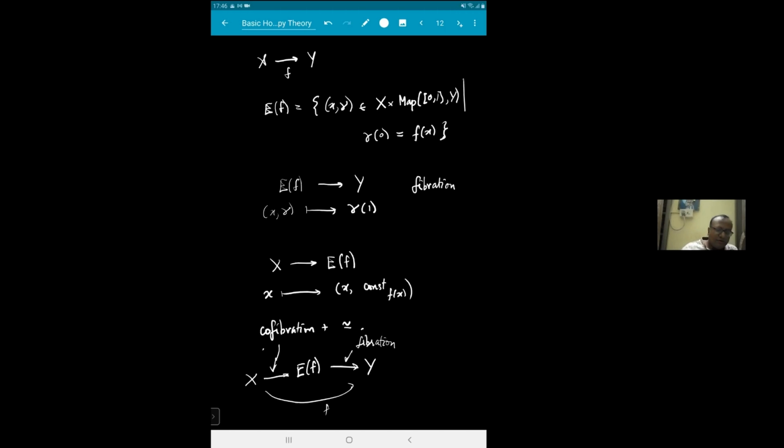So you have something called a cofibration, you have a fibration, and given any map between two spaces, you can factor it as a cofibration followed by a fibration weak equivalence. That's using the mapping cylinder, and the other one is using this E of f construction. You can factor it as a cofibration weak equivalence and then a fibration.